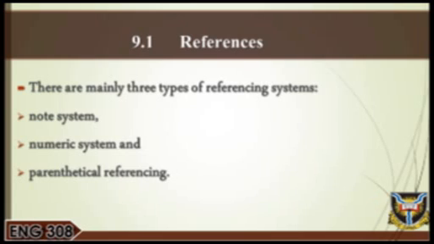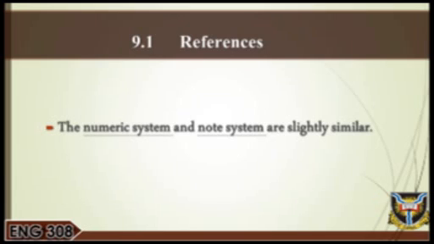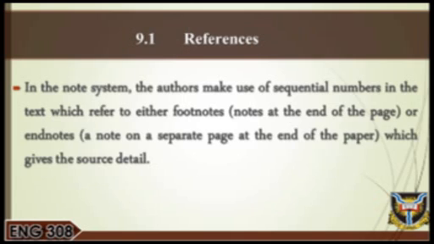There are mainly three types of referencing systems. These include note system, numeric system, and parenthetical system. The numeric system and note system are slightly similar. In the note system, the authors make use of sequential numbers in the text, which refer to either footnotes, notes at the end of the page, or endnotes, a note on a separate page at the end of the paper, which gives the source detail.